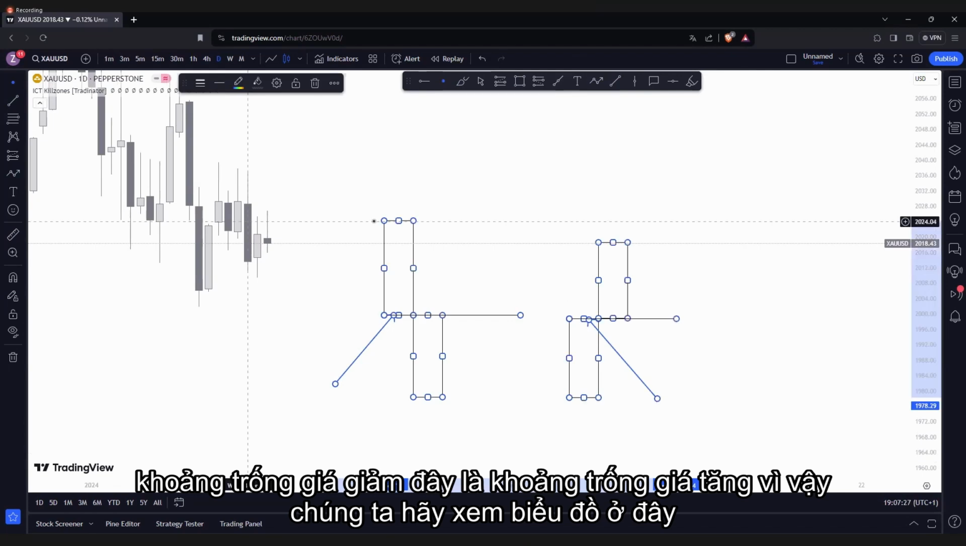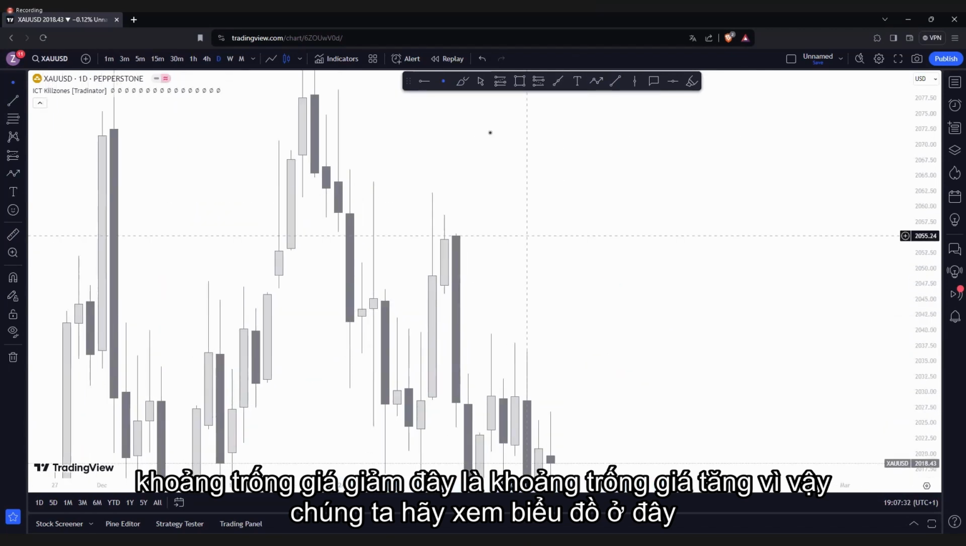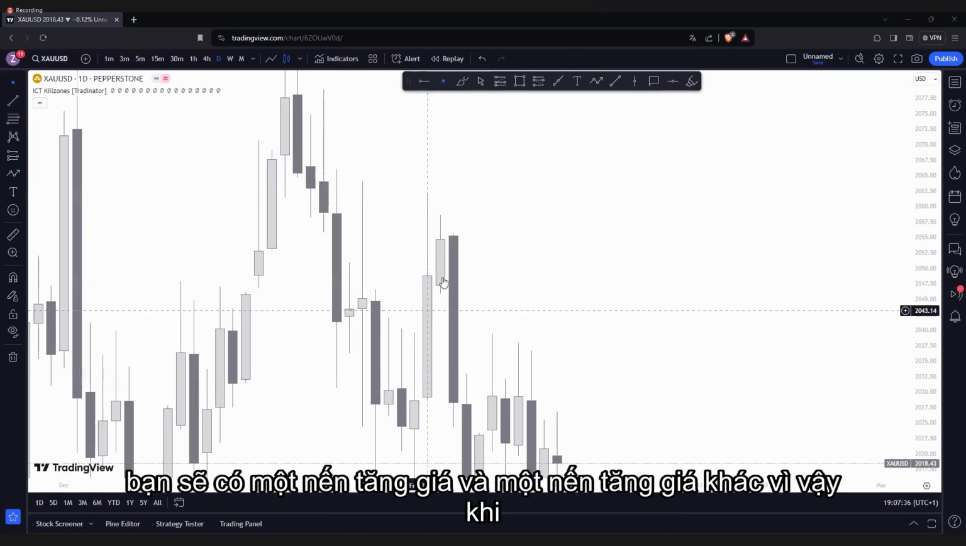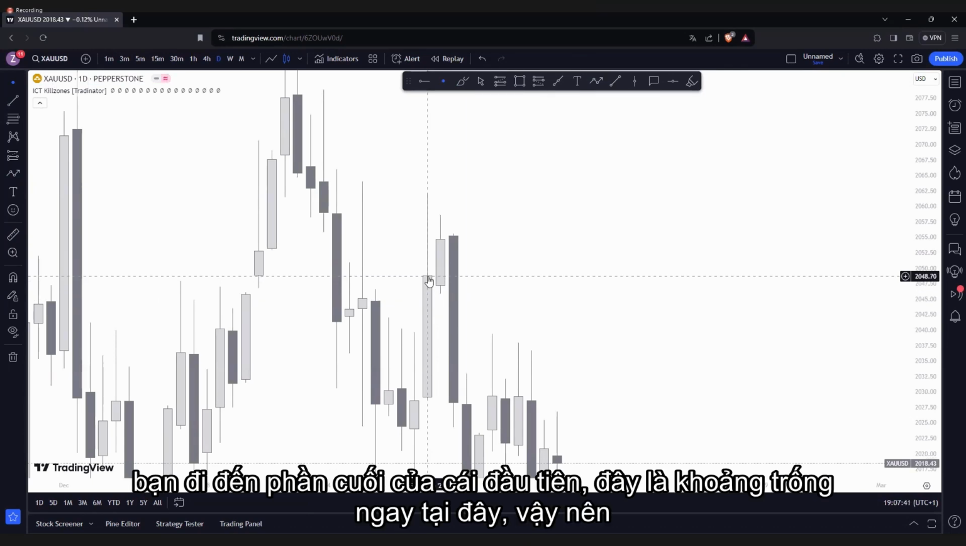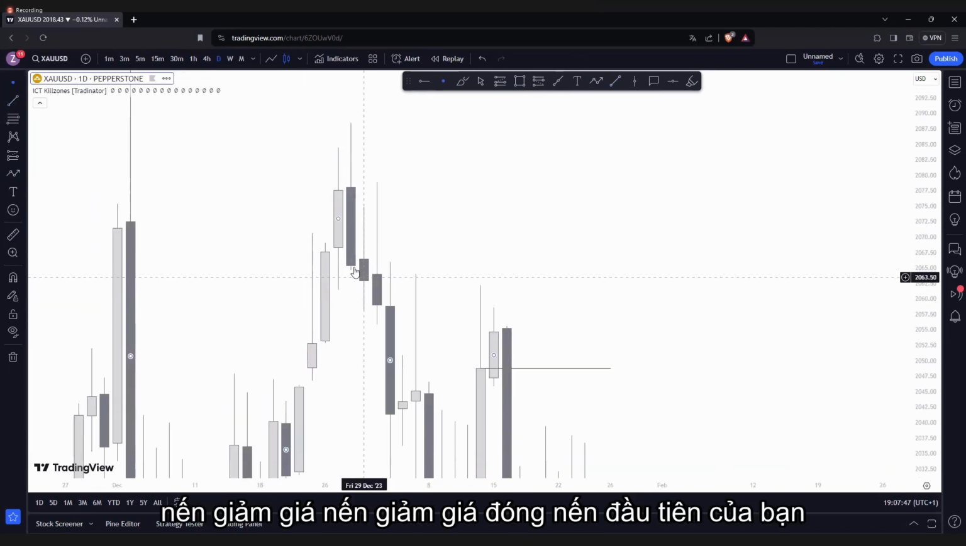So let's take a look at the charts. So here you're going to have a bullish candlestick and another bullish candlestick. So when you go to the closing of the first one, this is the gap right here. Okay, so bearish candlestick, closing of the first one, that is your gap.